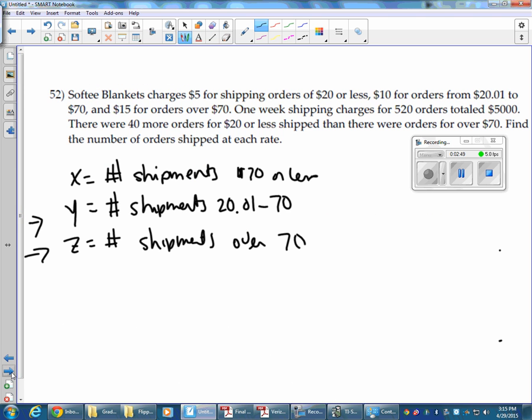All right, 52. Softy Blankets charges $5 for shipping orders of $20 or less. So I'm going to call X the number of orders that are $20 or less. And then they charge $10 for the shipment of orders that are between $20 and $70, and then $15 for the shipments that are over $70. And 1 week they shipped 520 orders, so X plus Y plus Z.